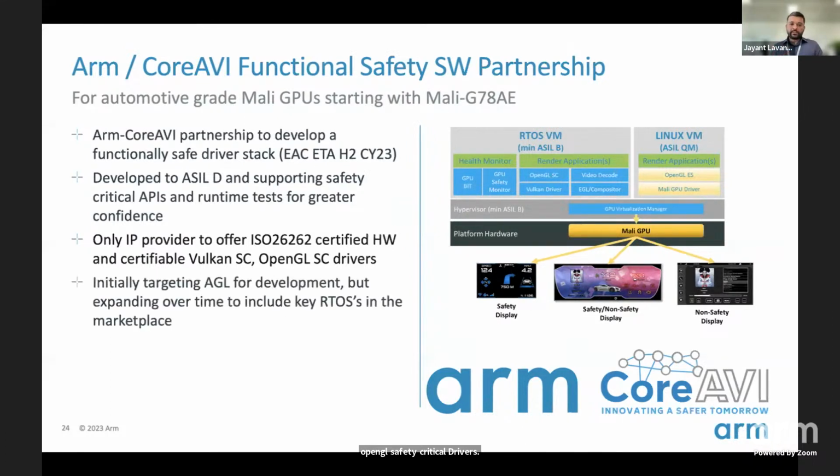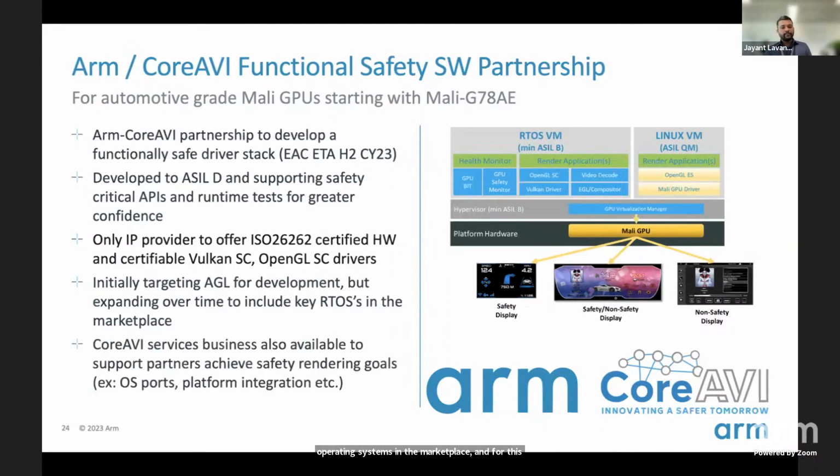And next, we are initially targeting auto-grade Linux for development, but it will be expanded over time to include key real-time operating systems in the marketplace. And for this purpose, the CoreAVI service business will also be available to support partners in achieving safety rendering goals through objectives like OS porting or platform integration, etc.